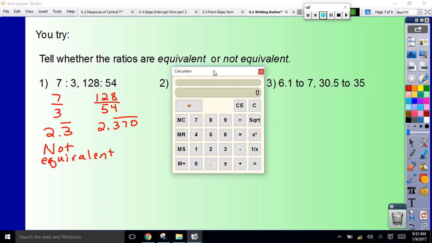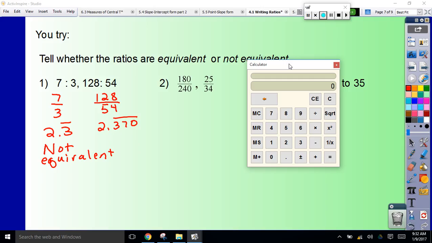Okay, when I do 7 divided by 3, I get 2.3, and it just keeps going. My calculator stops, but it really does keep going. So 2.3 repeating. 128 divided by 54 gives me 2.370, and that actually keeps repeating.